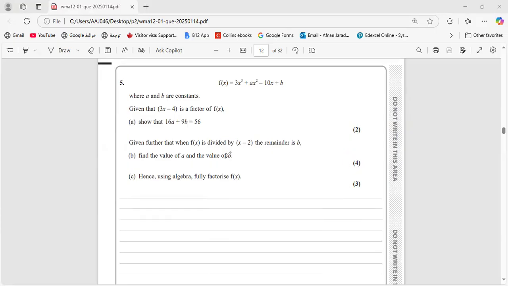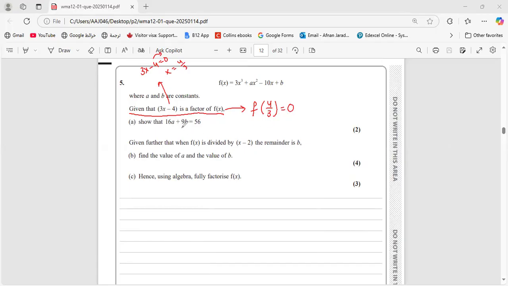Given that 3x minus 4 is a factor of f of x, what is the meaning of a factor? The meaning is f of 4 over 3 must equal 0. That's the meaning of a factor. So take the zero of 3x minus 4: 3x minus 4 equals 0, so x equals 4 over 3. So f of 4 over 3 must equal 0.